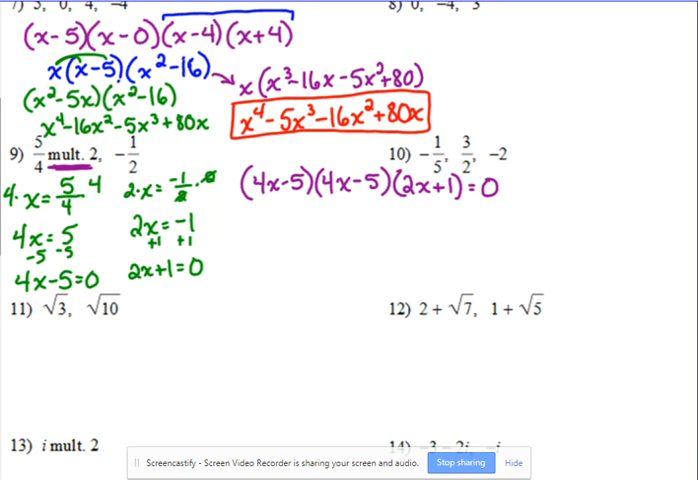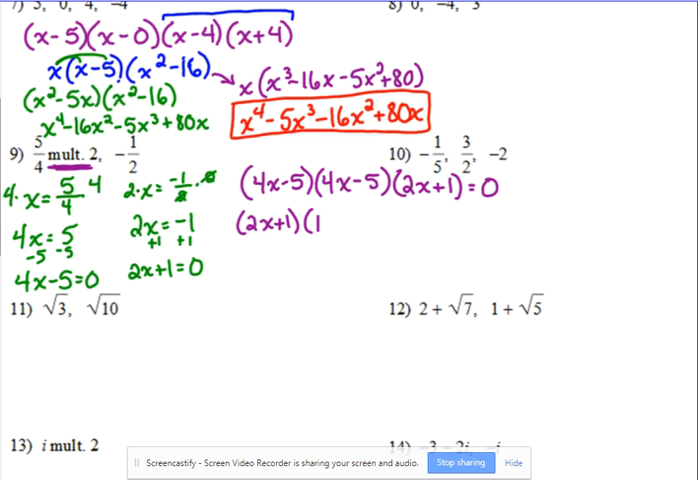Anybody have a preference for what you want to multiply first? I would probably multiply the first two because they're the same. Okay, it makes it kind of easy. So I'm going to move the 2x plus 1 first, just because, I don't know, I like the binomial times the trinomial better than the trinomial times the binomial. It just looks better to me.